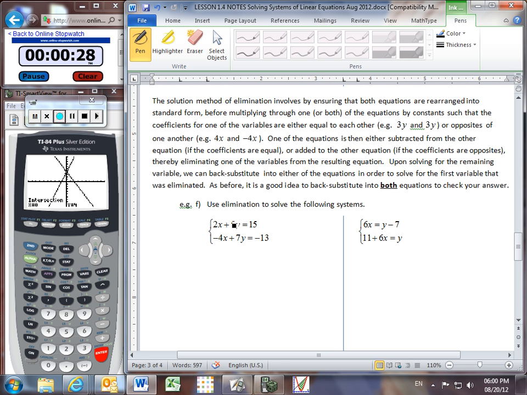So, for example, maybe you want to multiply one of the equations by 3 so that you've got a 3y in one equation to match the 3y in the other equation. Or maybe you want to multiply one equation by 2 and the other one by 4, and you've got a 4x and a negative 4x, which is also a kind of matching pair, which is opposites. If they're equal, we'll subtract one from the other. If they're opposites, we'll add the equations together.